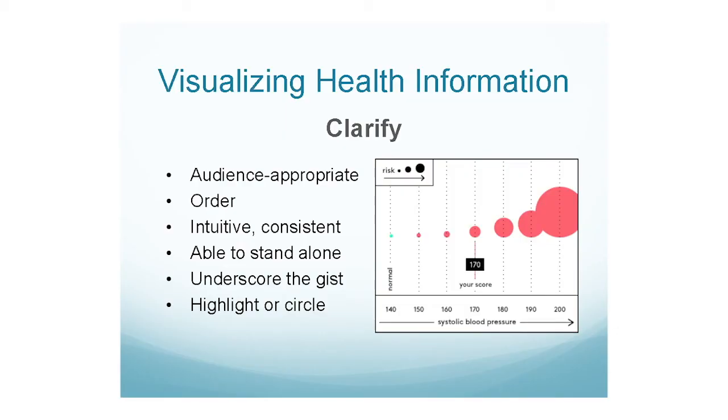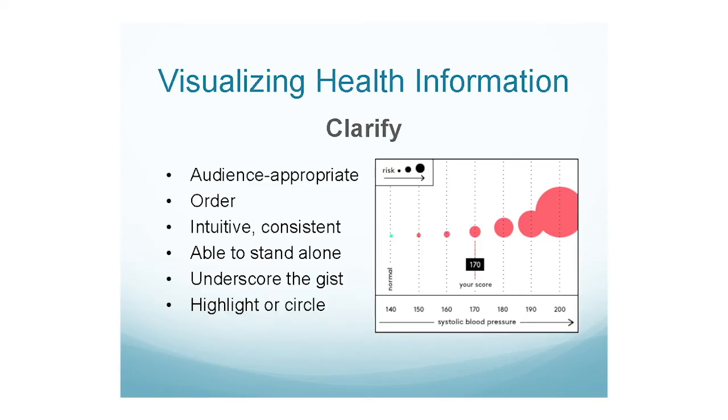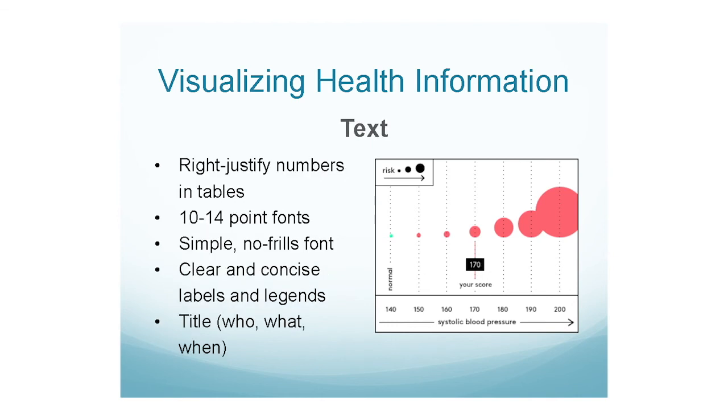Clarify, and make sure it's audience appropriate. Make sure it's able to stand alone. If you put something on there and you can't understand it just by looking at it, then you either need to add to it or it needs to come out. Highlight or circle what you're trying to illustrate. Text and numbers in a table should always be right justified. They suggest 10 to 14 point font, no frills, clear and concise, and the title should be who, what, and when.